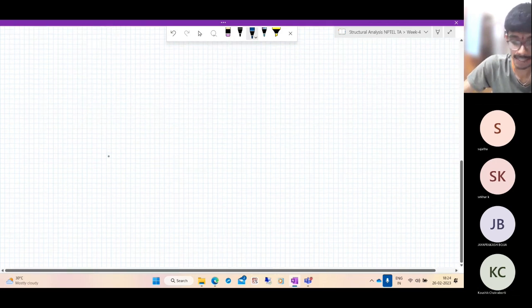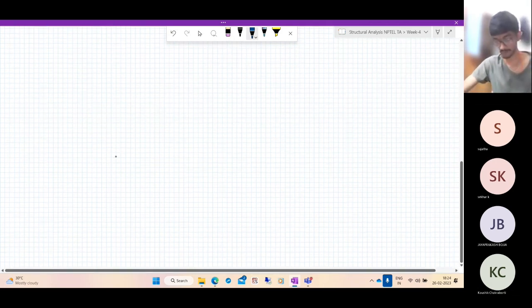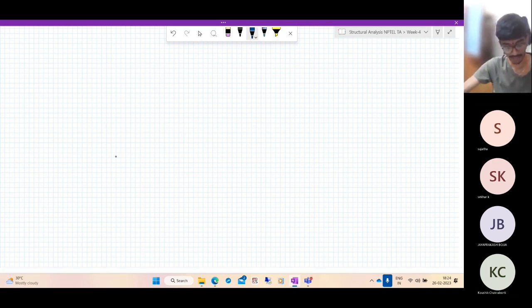Now the extension to beams is fairly straightforward. We are going to do exactly the same. Only thing is, instead of having a summation, since a beam is continuous, we'll have an integration. So what did we have? We had one. What is one? One is the externally applied unit force.